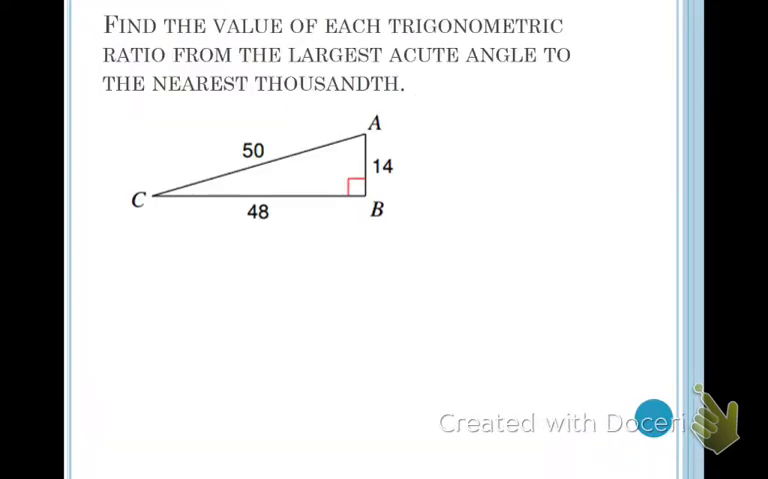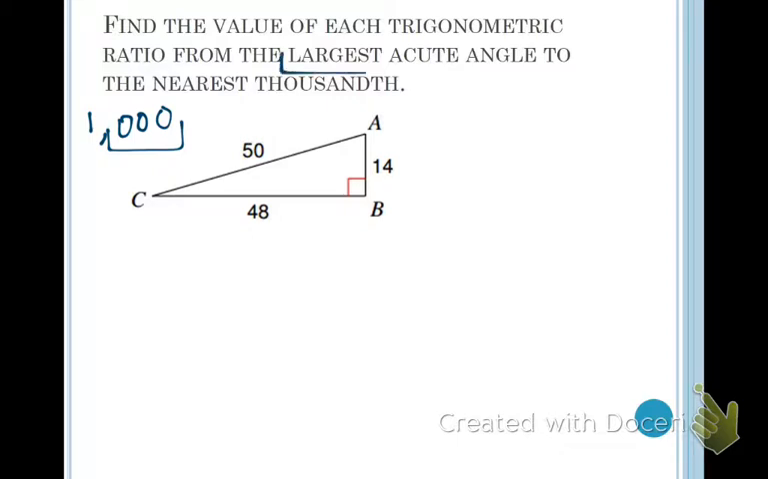All right, we're going to do this one together. It is possibly the last one for today. Find the value of each trig ratio from the largest acute angle to the nearest thousandth. So you're rounding to the thousandth place. Most students don't know where that is. How many zeros does 1,000 have? 3. So you're going to 3 decimal places. So the hundredths has 2 zeros, so you round to 2 decimal places, and so on. Okay, so we're rounding to the nearest thousandth, so 3 decimal places.